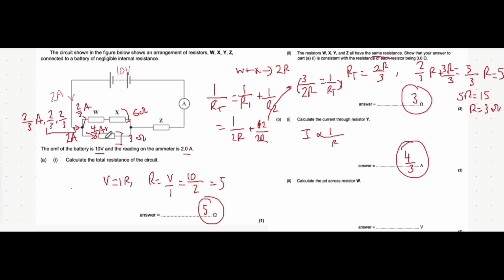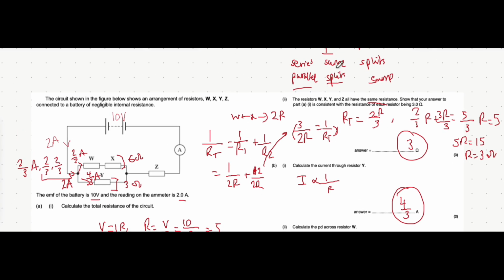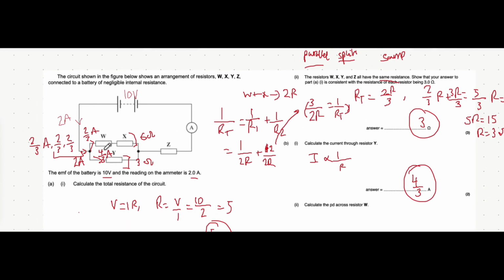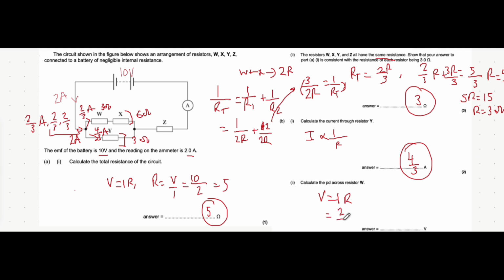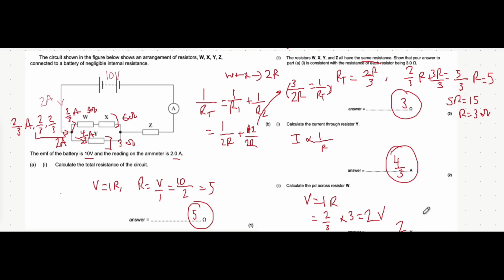Now the potential difference across resistor W, well actually it does help here. Now that we know it's 2/3 amps flowing through the top, that's the same across both W and X because we know that in series current is the same. On top of that, we also know the resistance across resistor W. So since we know the current and resistance, we can use voltage equals current times resistance. We can multiply the current across W by the resistance across W, which we know is 3, and that'll get you 2 volts. And that's the answer to that.